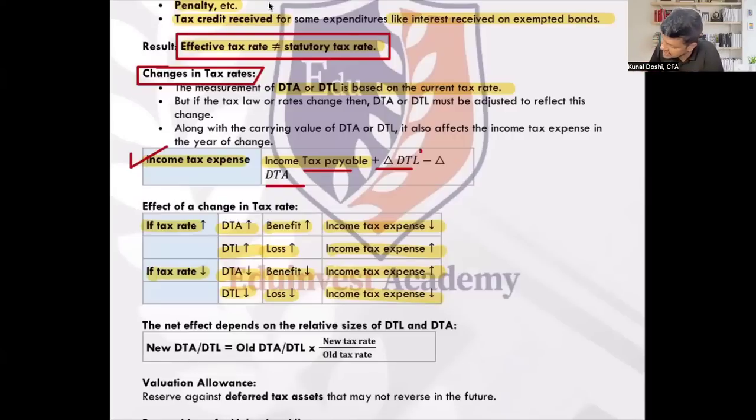If the change in DTL, see change in DTL, what will cause income tax expense to go up? If the DTL increases, your income tax expense will go up. That's why we add it. But if the DTA increases, your income tax expense will go down. That's why we put negative. Understood? Clear? Got it?